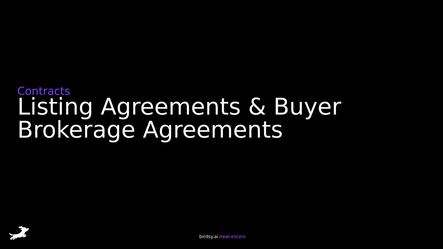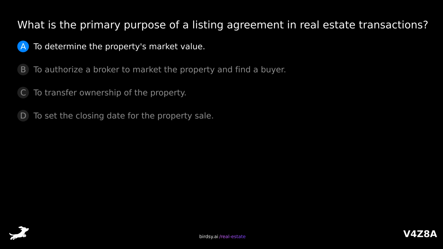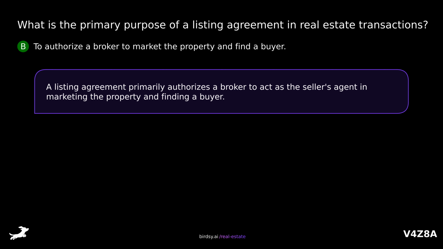Listing agreements and buyer brokerage agreements. What is the primary purpose of a listing agreement in real estate transactions? Is it A, to determine the property's market value, B, to authorize a broker to market the property and find a buyer, C, to transfer ownership of the property, or D, to set the closing date for the property sale? The answer is B, to authorize a broker to market the property and find a buyer. A listing agreement primarily authorizes a broker to act as the seller's agent in marketing the property and finding a buyer.